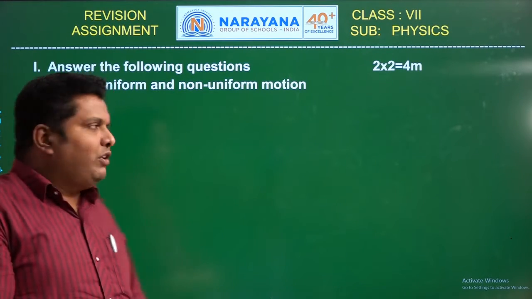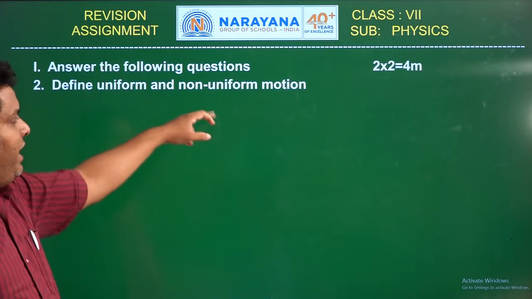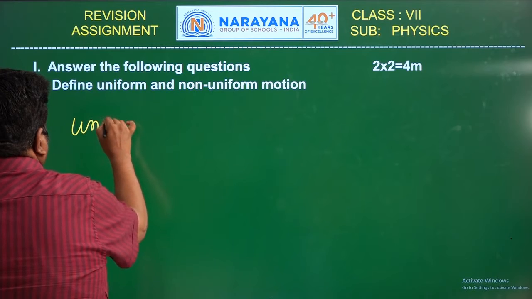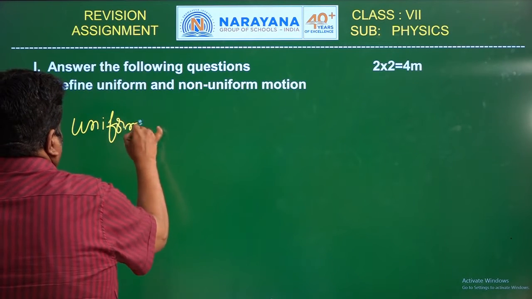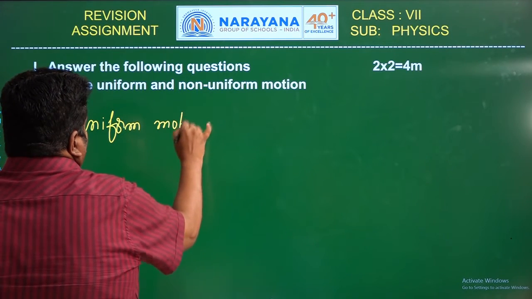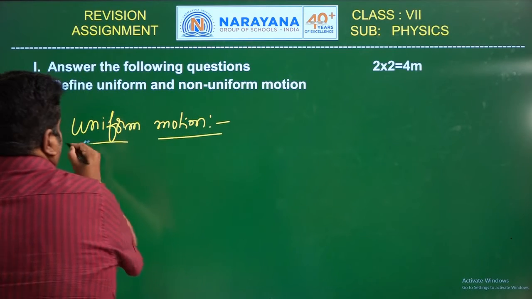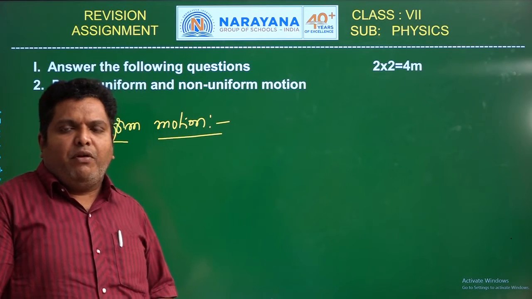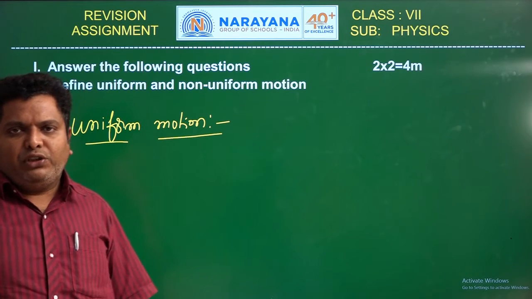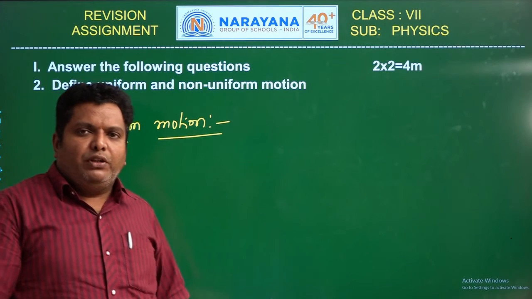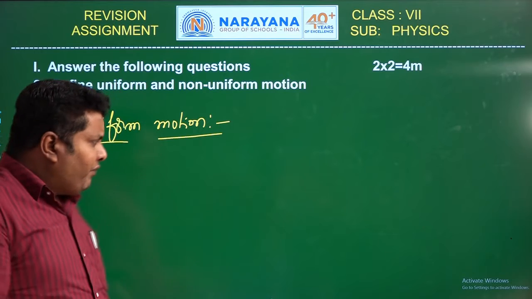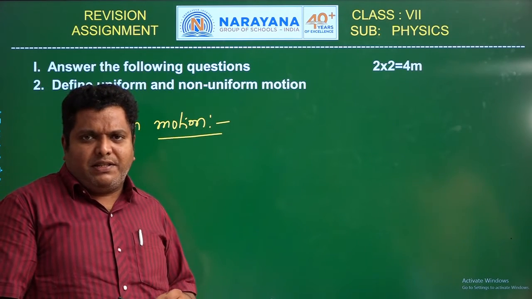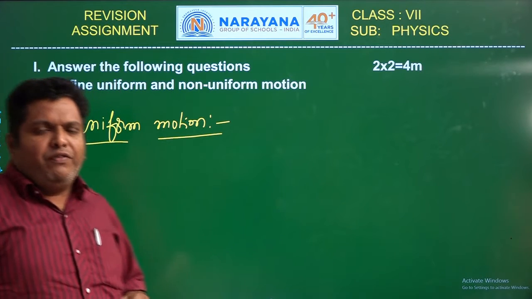Now let us see the second question. Define uniform and non-uniform motion. First, uniform motion. If a body travels equal distances in equal intervals of time, then the body travels with a uniform motion. The example for uniform motion is that all the planets revolve around the sun in circular orbits. That is the best example for uniform motion.